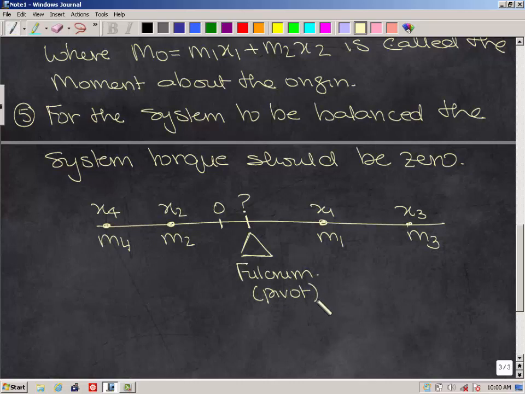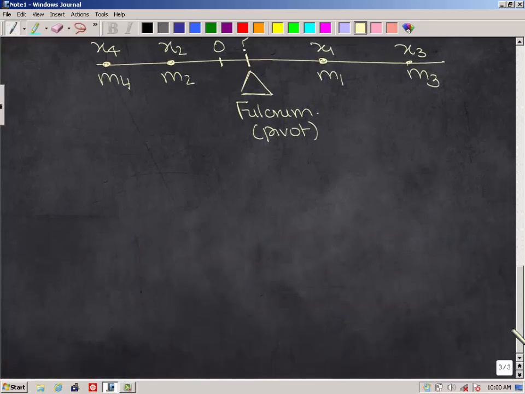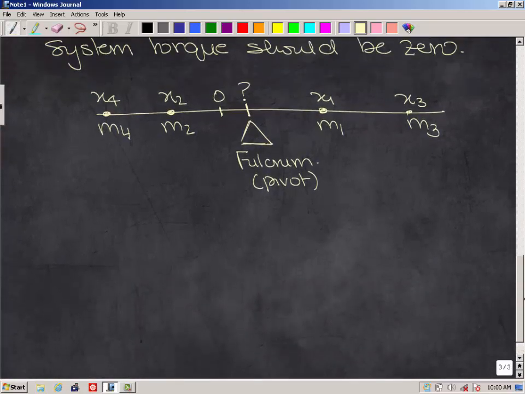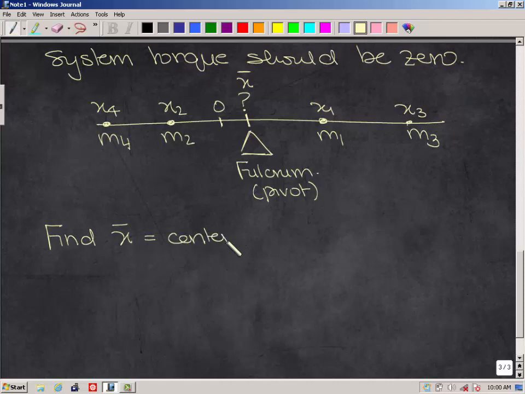That means it's going to cause no rotation in the system, so the system torque would be 0. We want to find this point, this x value on the x-axis, where the system is balanced. We call this point x bar, and that's going to be our center of mass. So our goal here is to find x bar, the center of mass for masses located on a line.